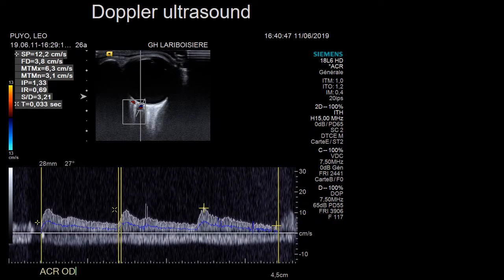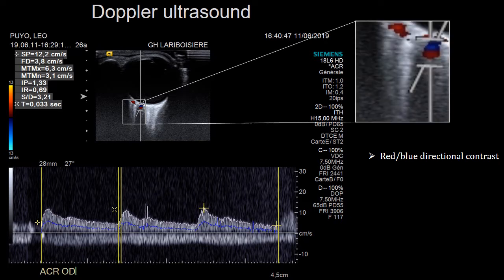So to prove it, we looked around at what was being done in Doppler ultrasound, and we were very inspired by some tools that they have. The first one that we were interested in was this red-blue directional contrast that they use to identify the flow that is going upward and downward.